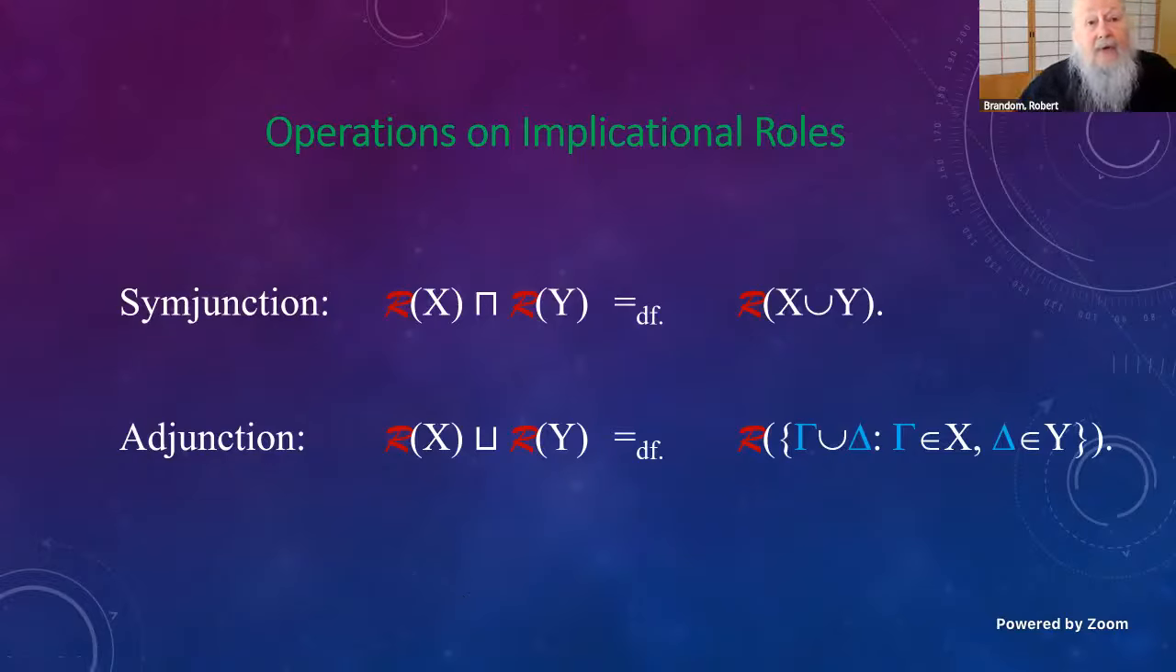Now we can operate on these implicational roles. We have an intersection-like operation and a union-like operation. Simjunction just takes the role of the union of two sets, and adjunction is a little bit more complicated. We join the implications together and then take the roles of what we get.